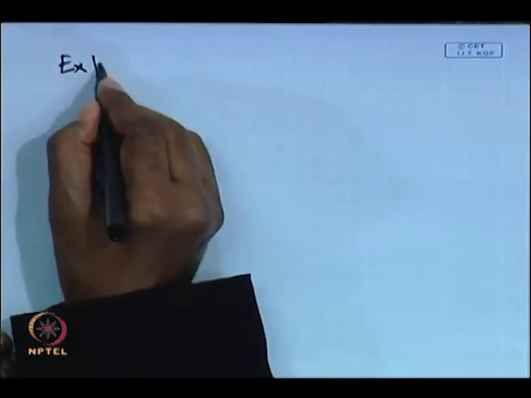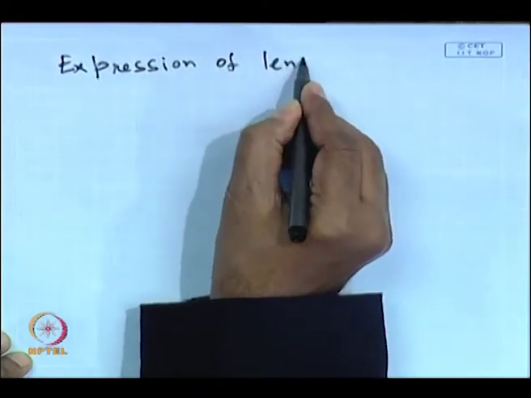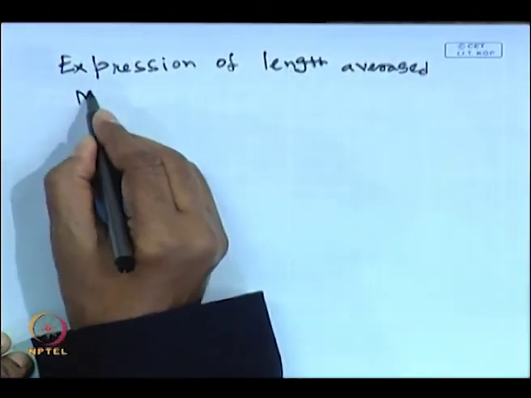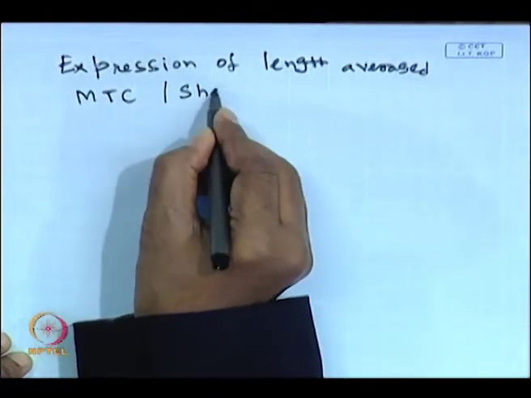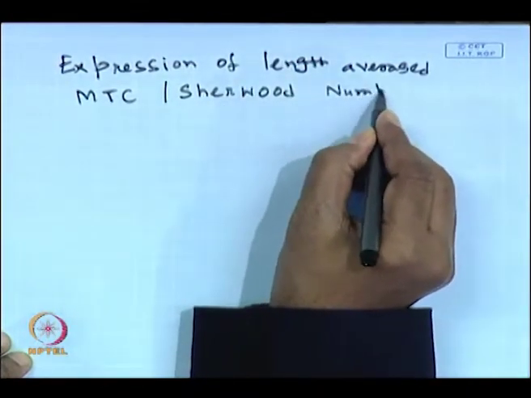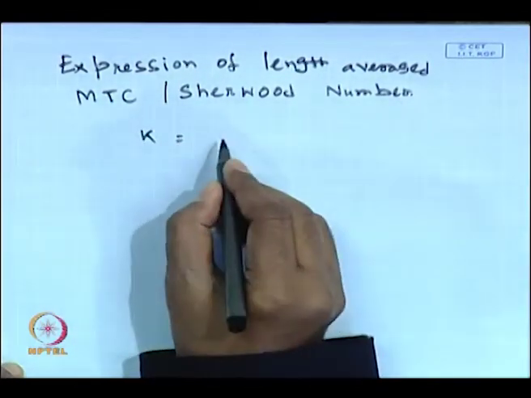In order to do that, the first thing you have to do is get an expression for the length averaged Sherwood number or length averaged mass transfer coefficient. So we are doing the derivation of the expression of the length averaged Sherwood number or mass transfer coefficient. The non-dimensional version of the mass transfer coefficient is the Sherwood number. So the first thing we wrote yesterday was the definition of the mass transfer coefficient.